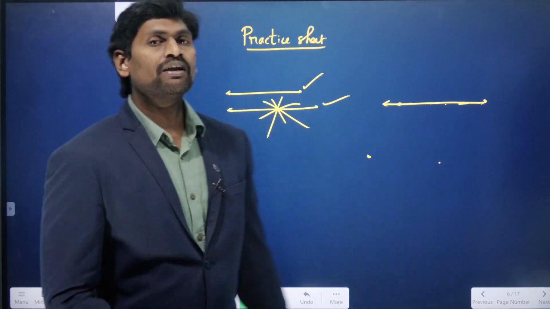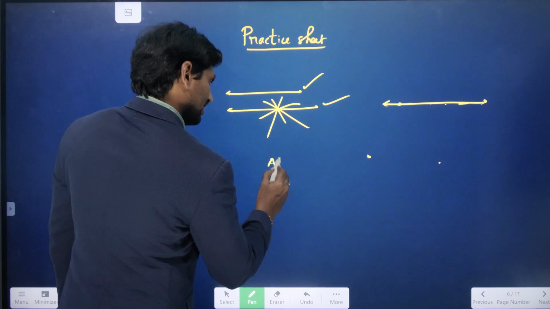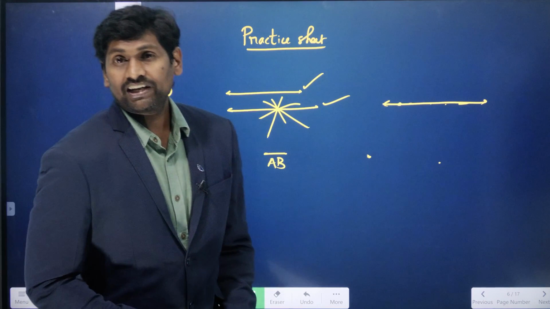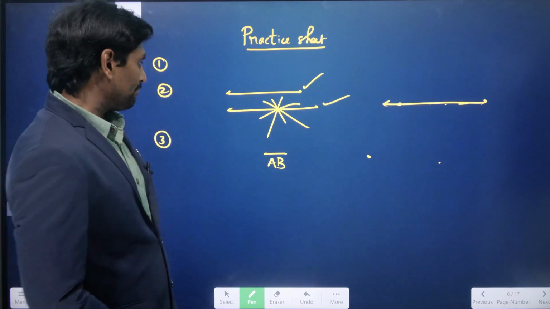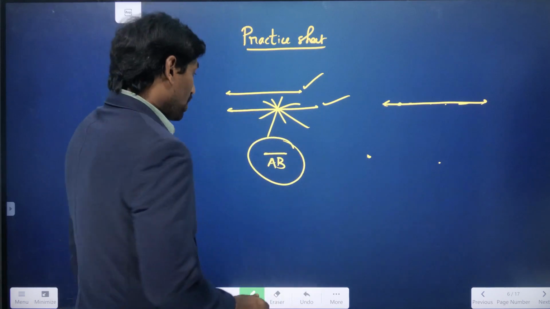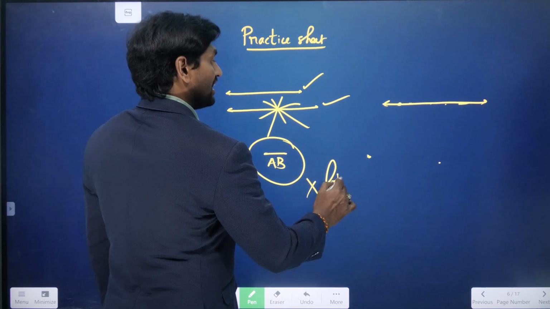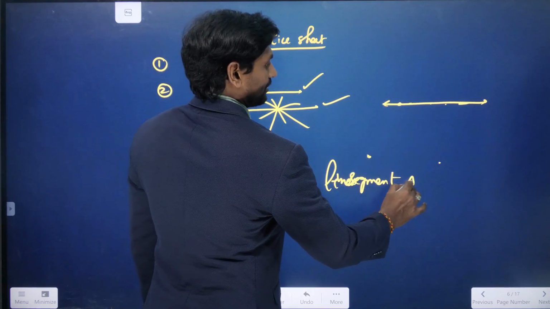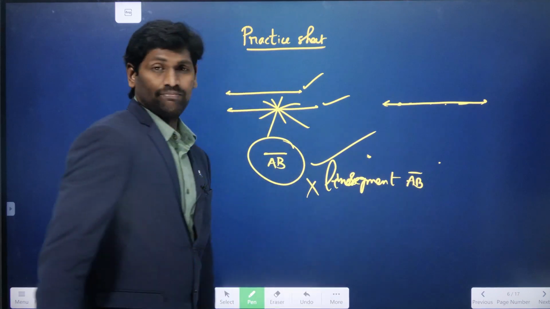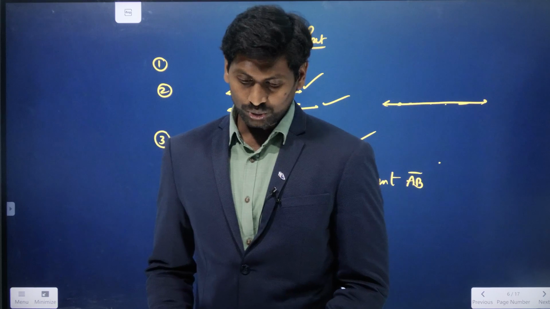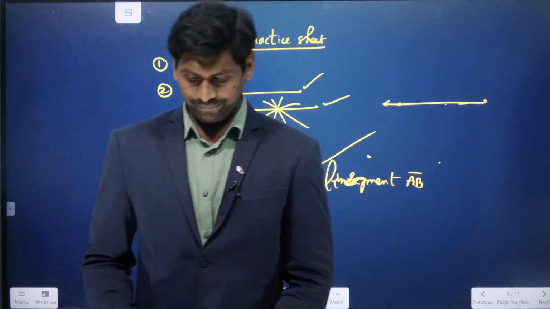Last one: AB is the set of all points between A and B, it seems. That means AB is given like this. This symbol represents the infinite number of points between A and B, it seems. Wrong. This symbol represents the line segment AB. So only the second statement is true. So our option is 3.